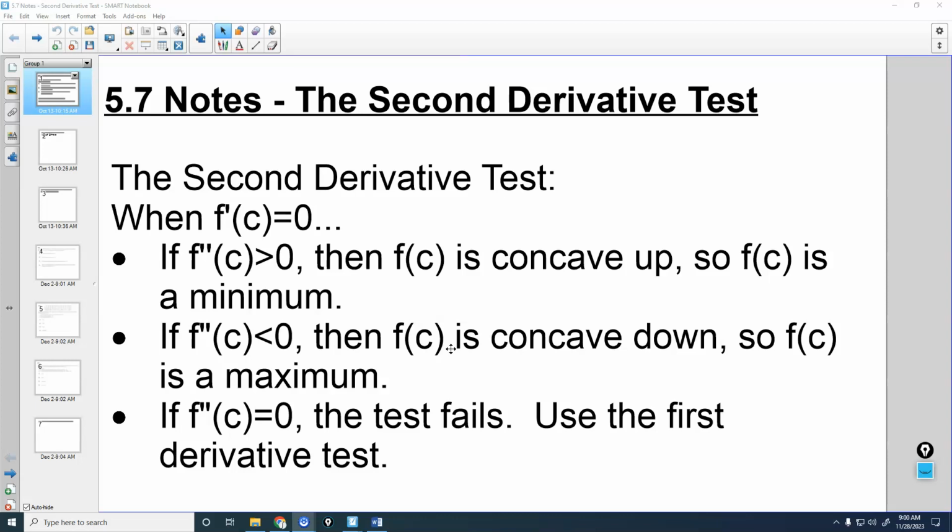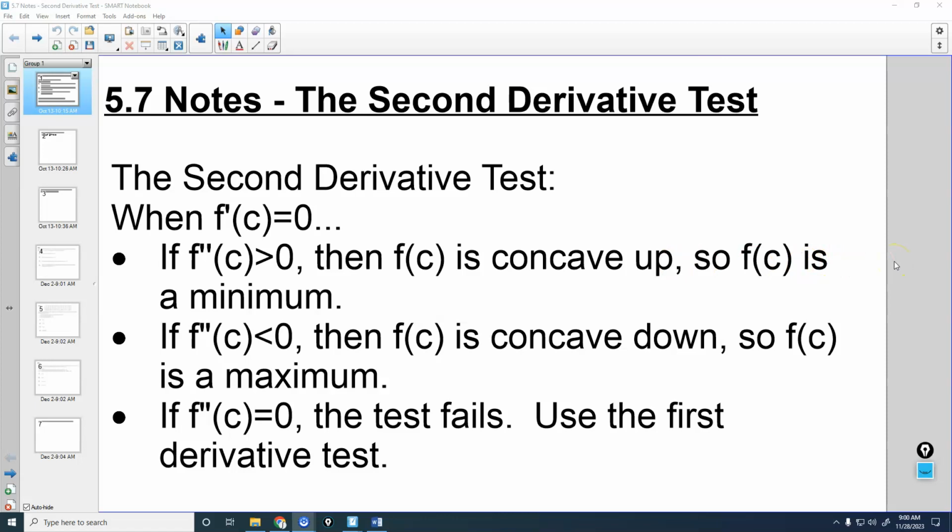However, there are some ways that they can ask problems where the first derivative test will not work. So it is important for us to also know the second derivative test for maximum and minimum points. The second derivative test tells us that when the first derivative equals 0, so we're looking at places where our first derivative equals 0, if f double prime of c is greater than 0, that means that the function is concave up, so f of c would have to be a minimum.